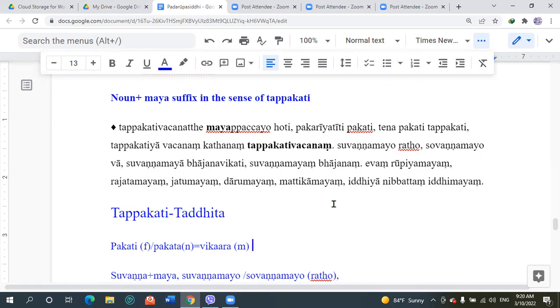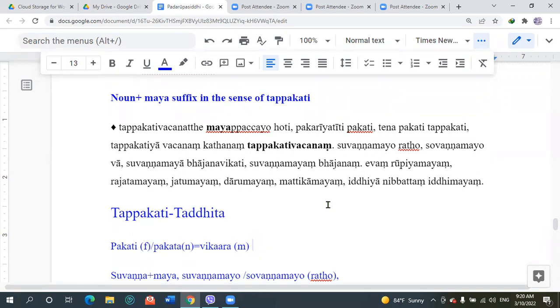So I have a question though. Vikara is the change and pakati is the origin, so how can they be the same? Yes, it's a good question. Pakati in this case, mostly we know pakati means the proper one, from the grammar point of view.